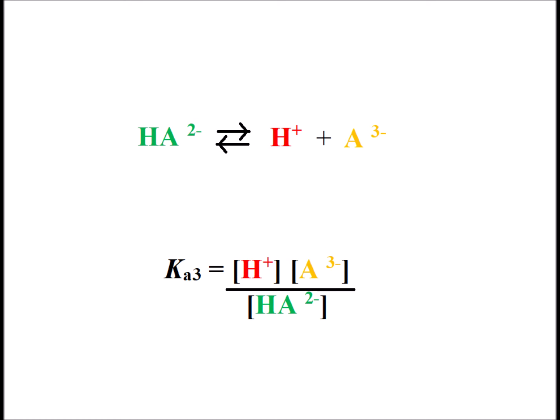In our triprotic acid's final acid event, the species HA2 minus gives off a proton and leaves behind its conjugate base A3 minus, and our expression for the third acid dissociation constant Ka3 is H plus times the concentration of A3 minus divided by the concentration of HA2 minus.